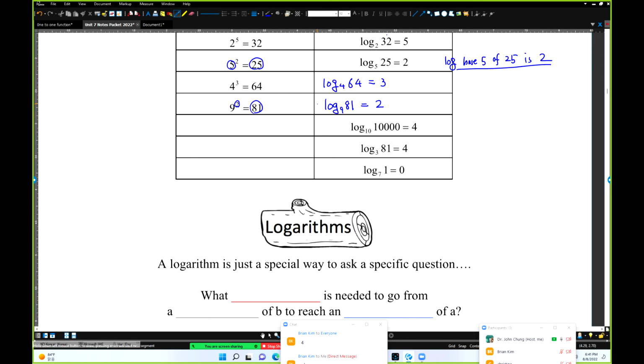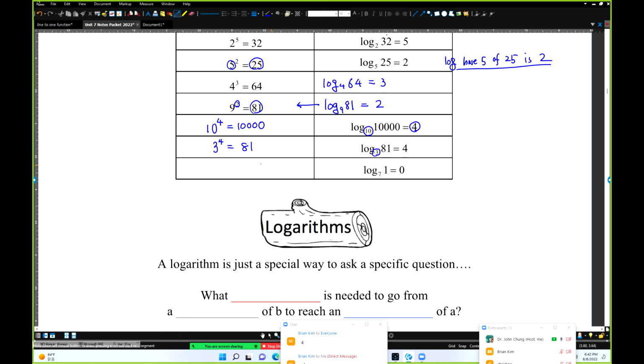Now we're gonna go back from log to exponent. What is that? Base number first. Base number to the what? That is exponent, okay? 10 to the 4th power equals 10,000. That is true, right? Now, base number 3 to the exponent equals 81. That is the exponent form.